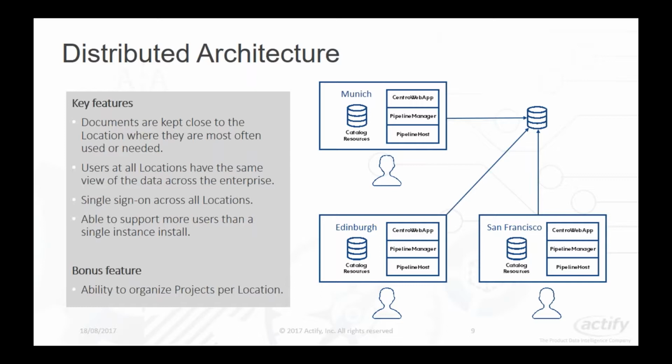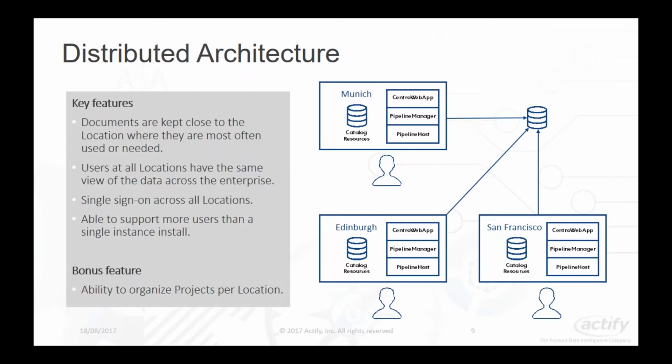If I'm in a country where there's bad bandwidth, how do I get the information to those people? Or if I have people in Munich, Edinburgh, San Francisco, maybe they're all tech centers, how do I move a 2 gigabyte CAD file between those locations? Doing it across bandwidth will take the systems typically to their knees.